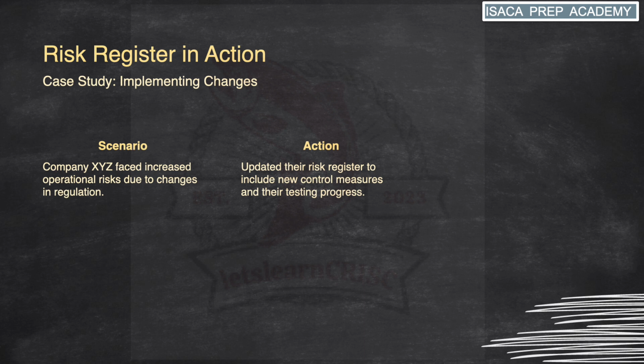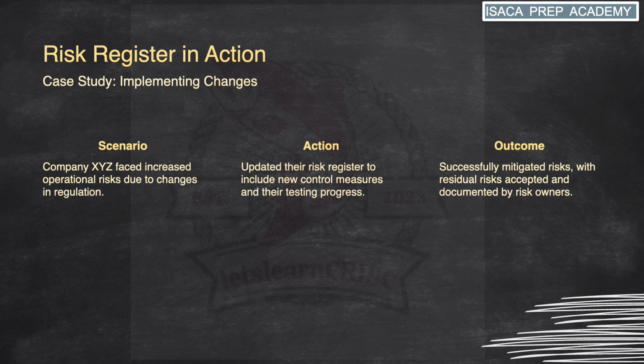Next, friends, we'll discuss the outcome. Friends, the outcome of successfully mitigated risk with residual risk accepted and documented by the risk owners reflects a comprehensive and effective risk management approach by company XYZ. By implementing appropriate control measures and mitigation strategies, the organization has successfully reduced the likelihood and potential impact of identified risks to an acceptable level.